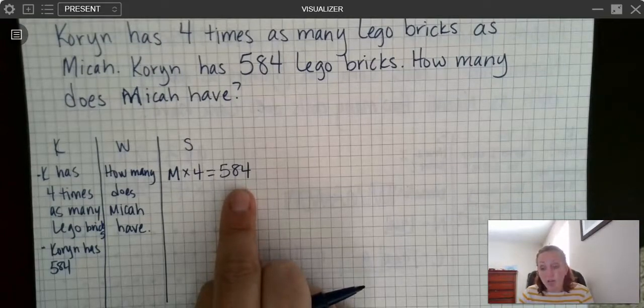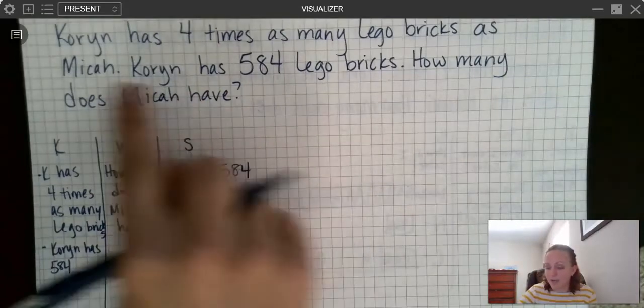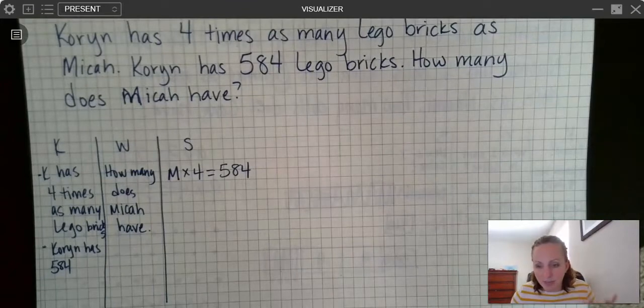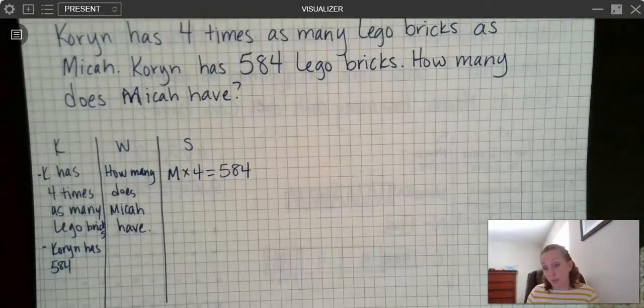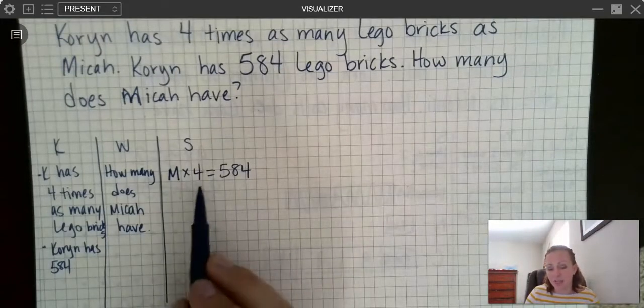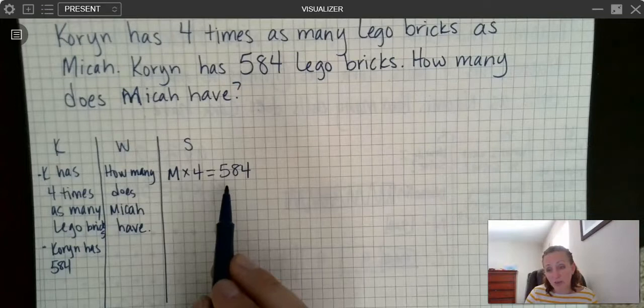So Corin has more, right? It says that right here. Corin has 4 times as many. So anybody who has the "times as many" is the person who has more. That's really, really important to remember. So what am I actually going to do to solve this problem? Am I going to do 4 times 584?